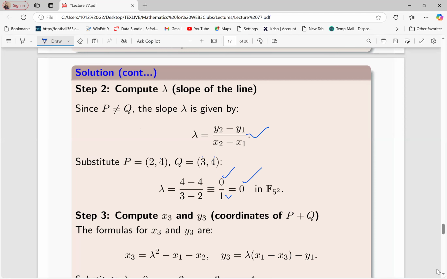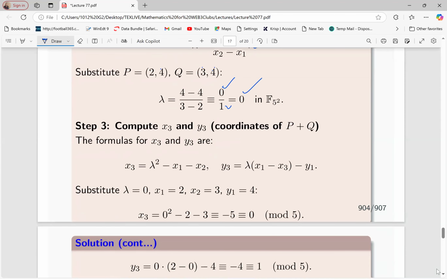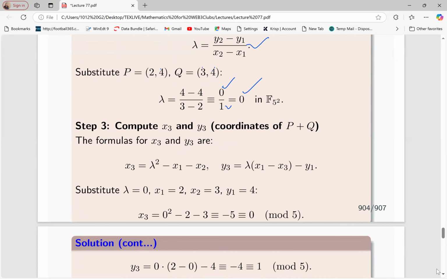Now, once you find the gradient, you need to find the value of x3. For the new point, x3 is given by this formula: gradient squared minus x1 minus x2. And y3 is also given by this formula: gradient times (x1 minus x3), then minus y1. So this is the formula.